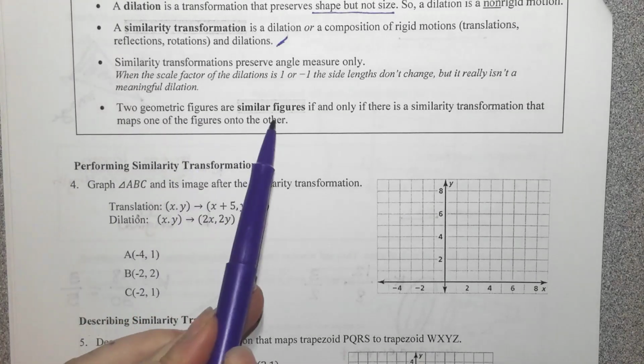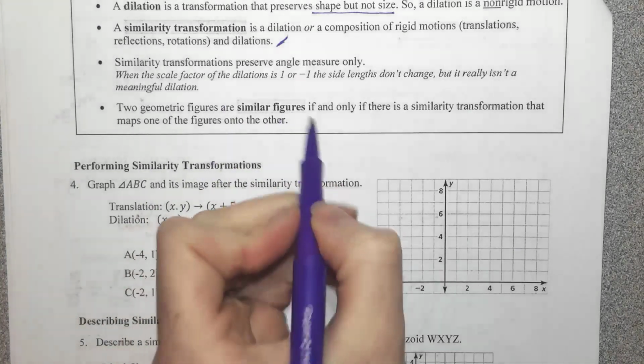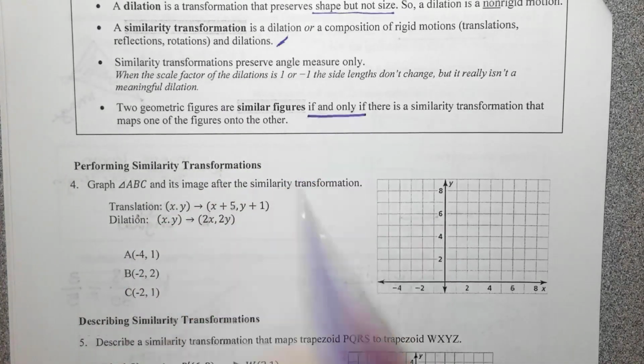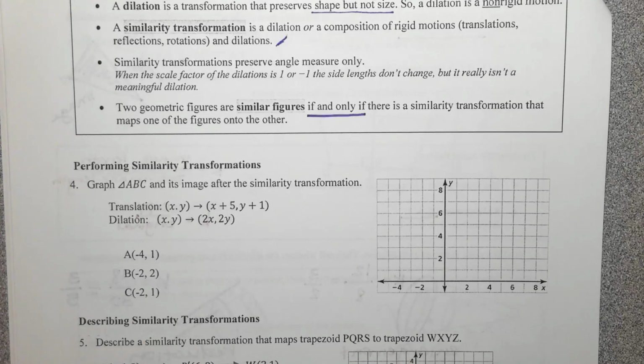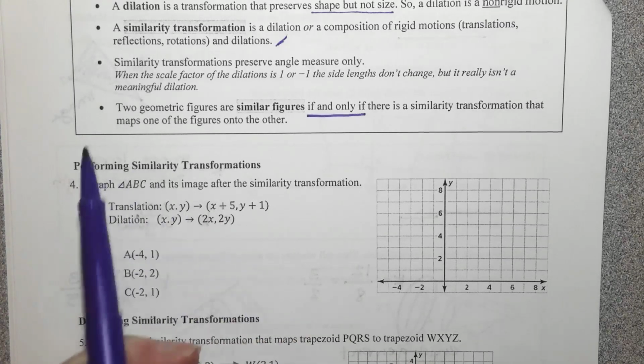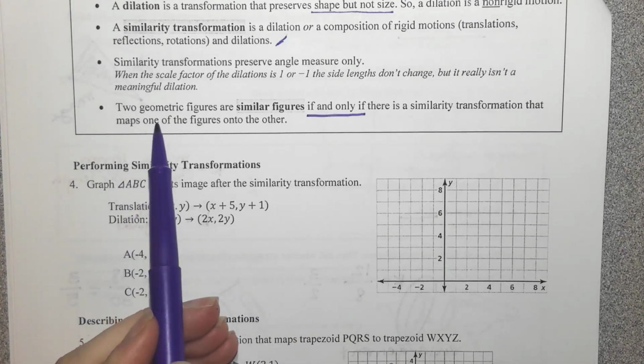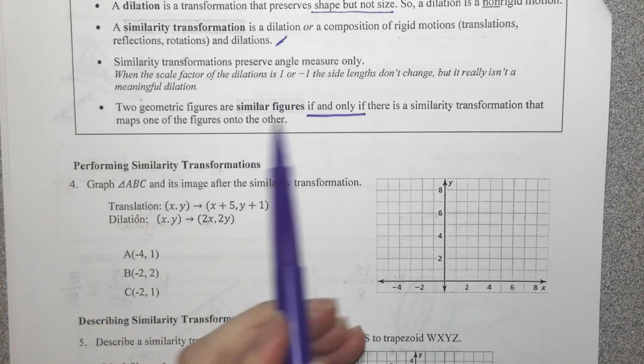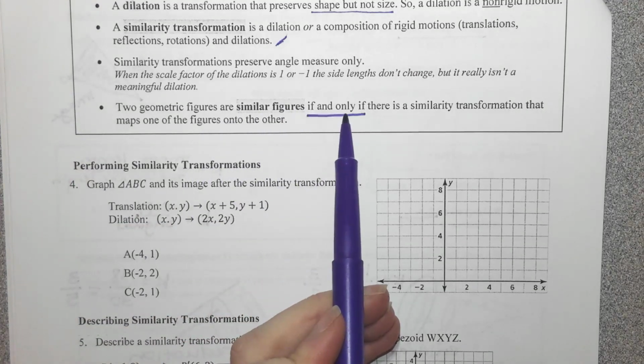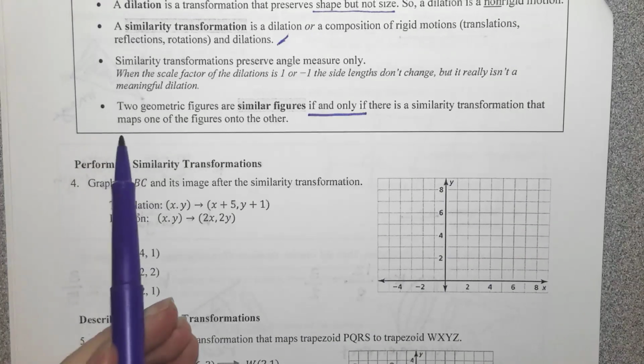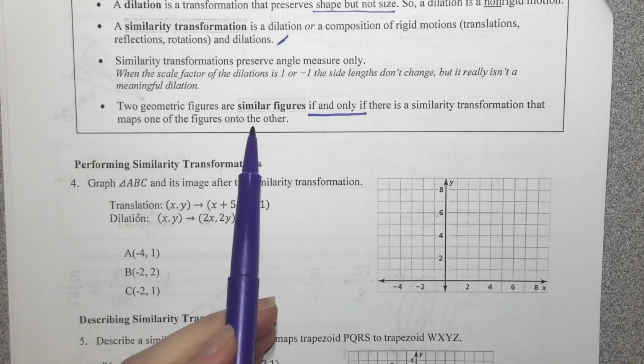Two geometric figures are similar figures. What is this thing called, if and only if? Biconditional statement. Okay, look at that. You might be prepared for your midterm. Two geometric figures are similar figures if and only if there is a similarity transformation that maps one of them onto the other.